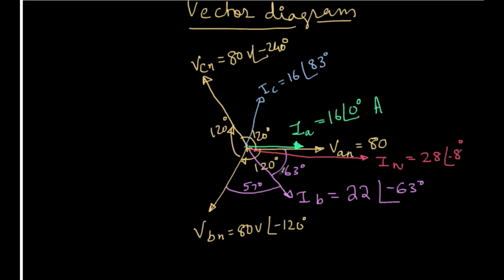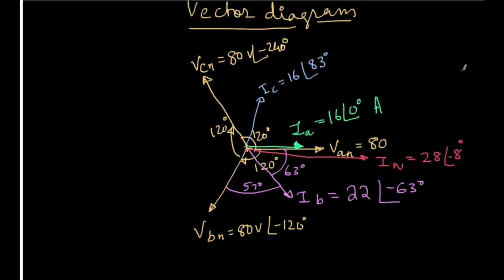The advantage of having a vector diagram like this is that you can just look at it and see that IA and VA are in phase, therefore there is a resistive load in A phase. IB is leading VB, therefore there is a capacitance in B phase. IC is lagging VC, so there is an inductive load in C phase. Like that we can find, and we can tell that the voltages are balanced, but the currents are unbalanced. That means the supply is balanced, whereas the load is unbalanced. So these are some of the interesting things that we can conclude by drawing this vector diagram.